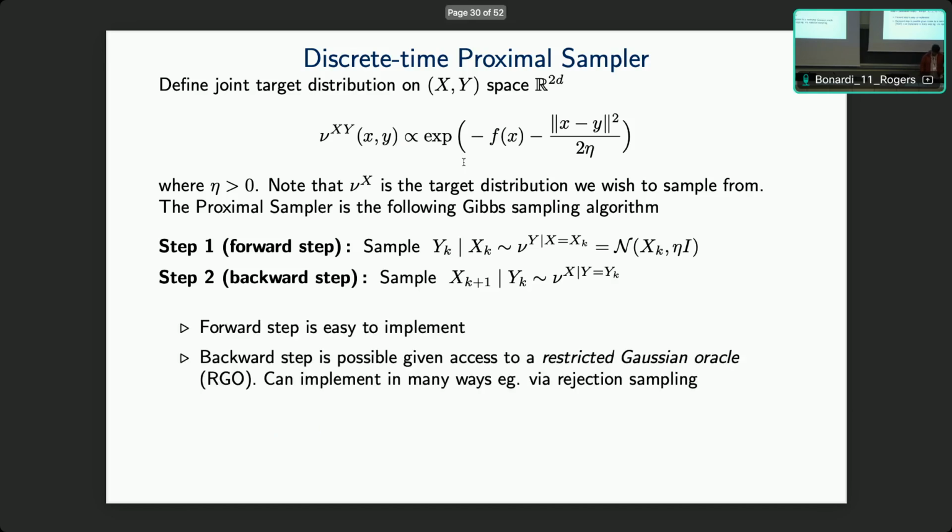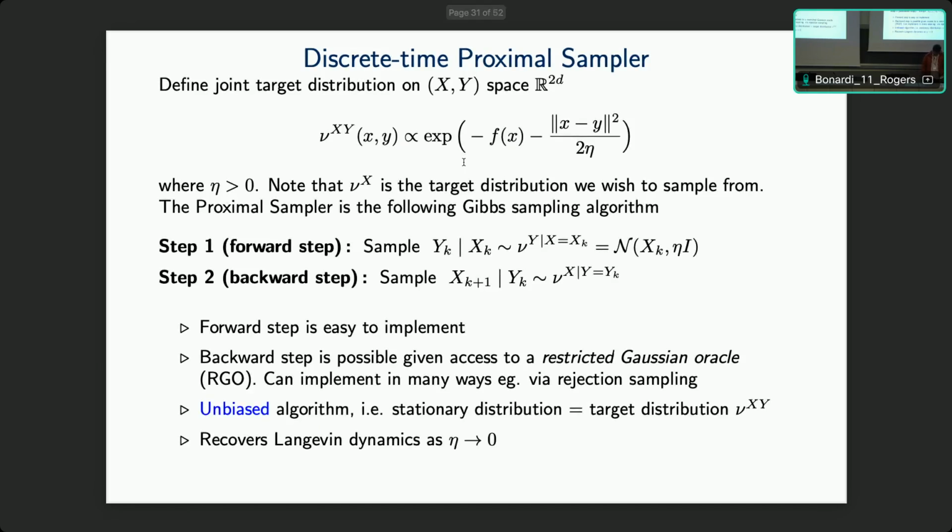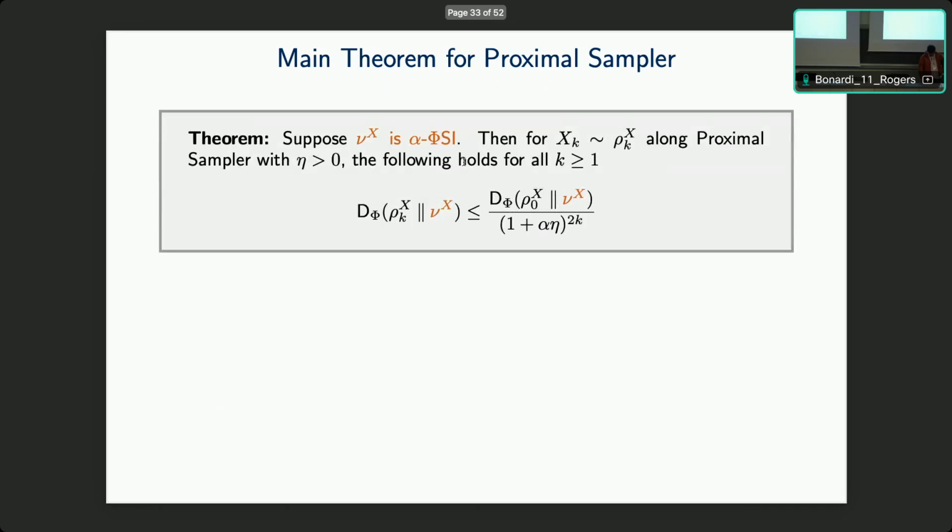The forward step, which is sampling y given x, is easy to implement as it corresponds to sampling from a Gaussian. And the backward step is possible given access to an oracle called the restricted Gaussian oracle, or RGO. There are various ways to implement an RGO, for example, via rejection sampling, but you can do fancier things. This is an unbiased algorithm, so the stationary distribution is indeed nu xy, and once again, it does recover Langevin in the limit. And amongst prior work, this paper studies mixing time in KL, chi-squared, and Renyi.